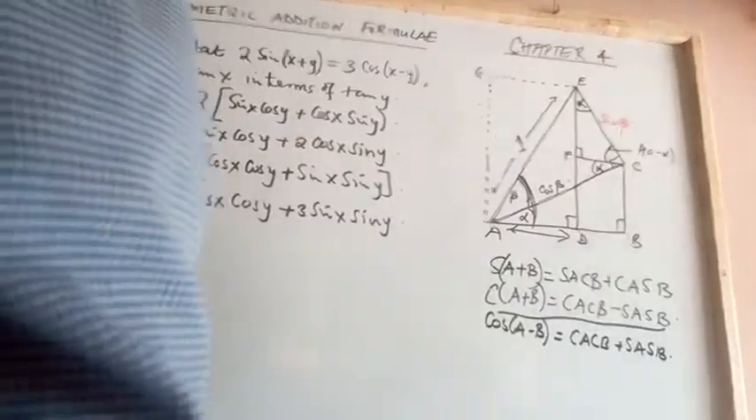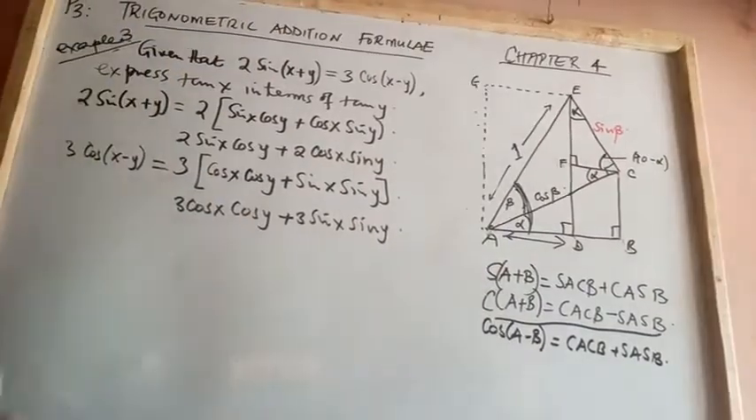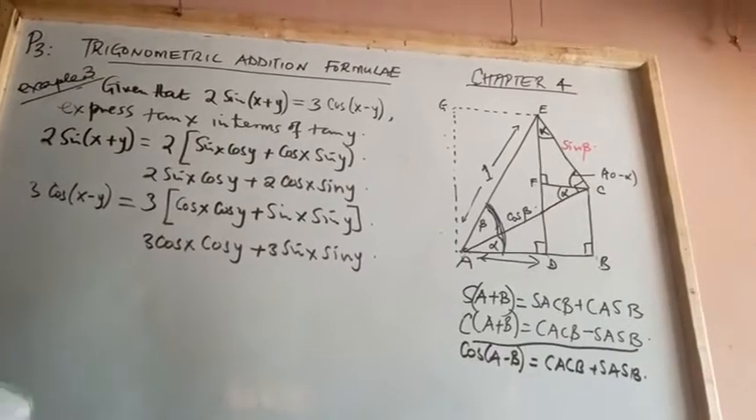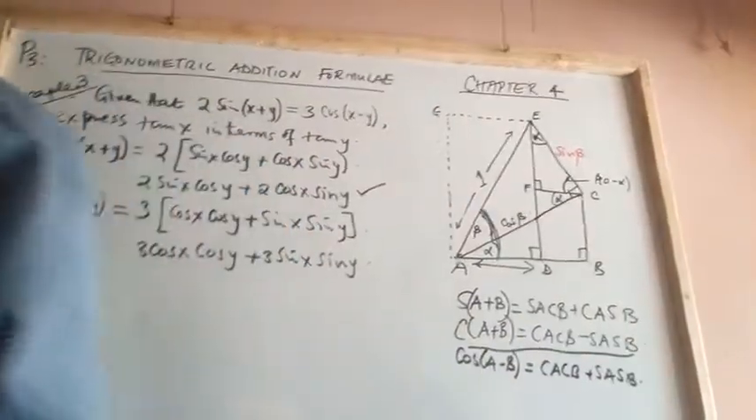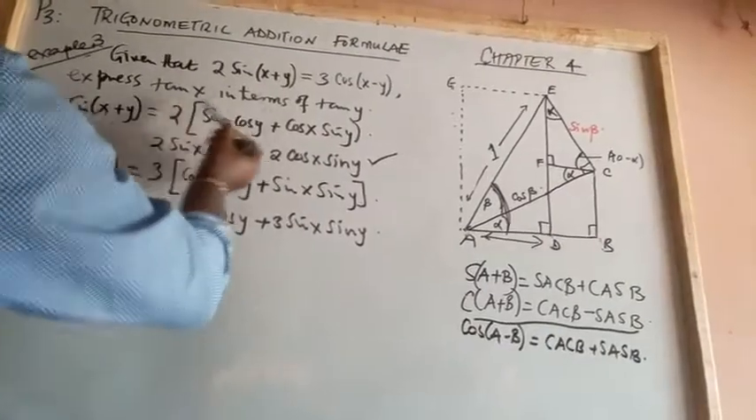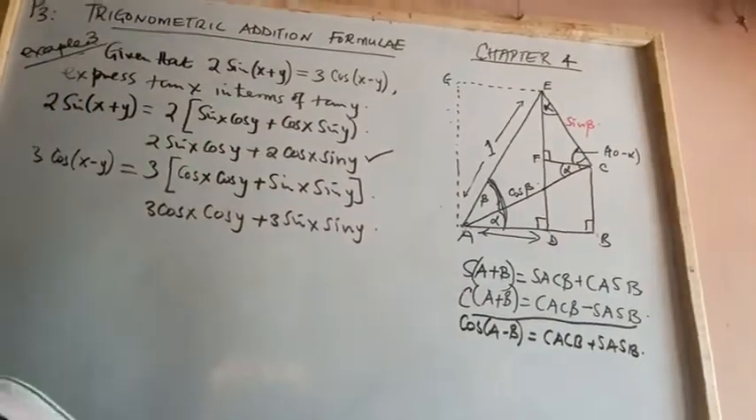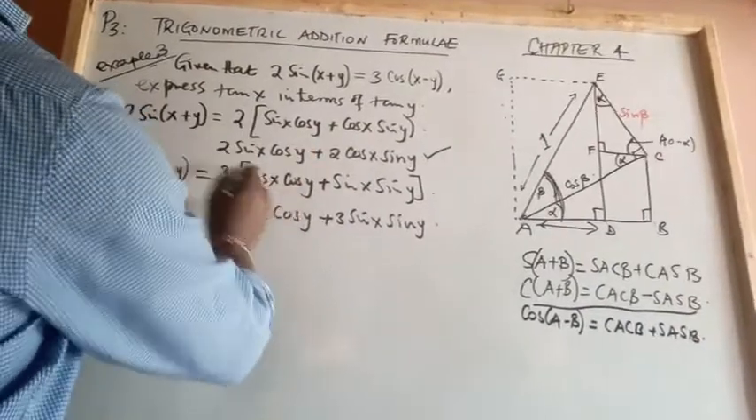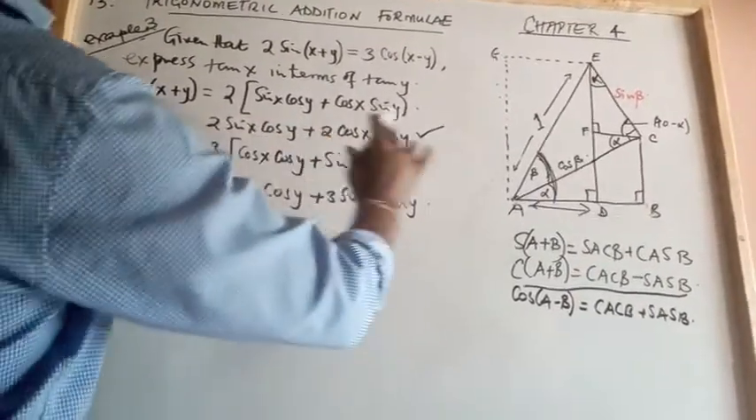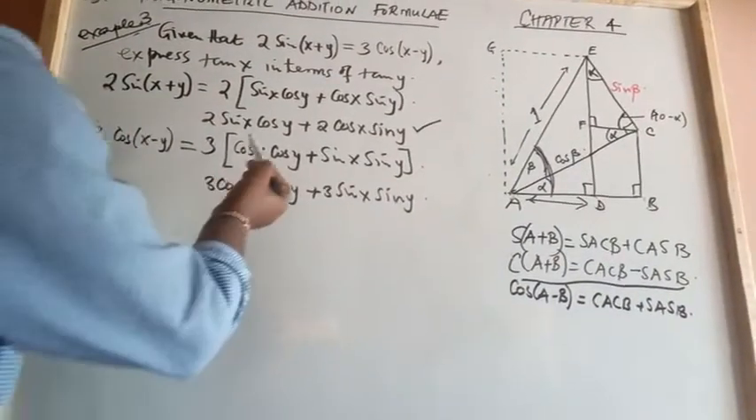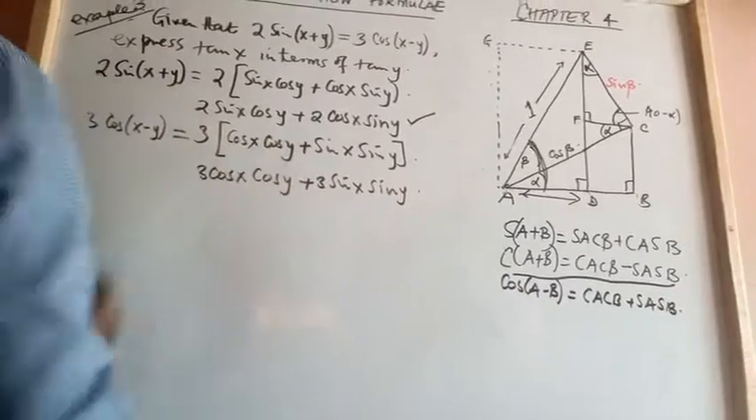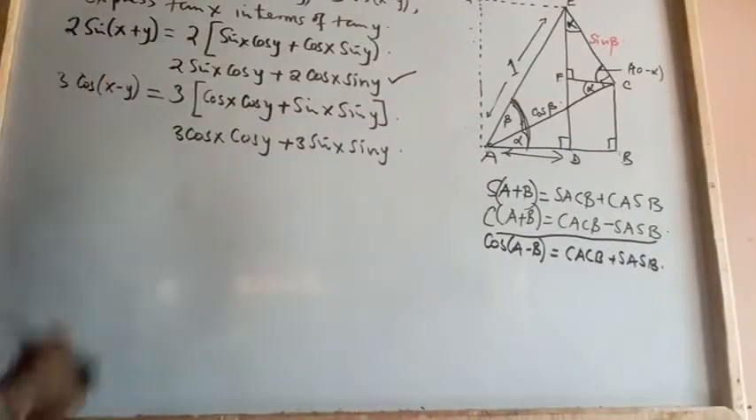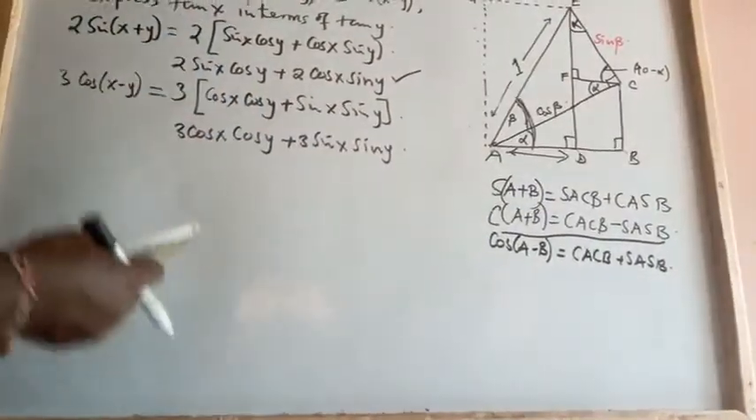Having reached there, it goes without saying that this particular expression must give us the tangent of something. So if we must be given the tangent of something, it follows that we need to divide everything by cosine x cosine y, such that the first term will give us the tangent of x. But why are we saying that?